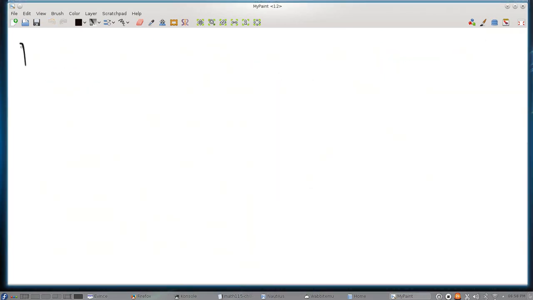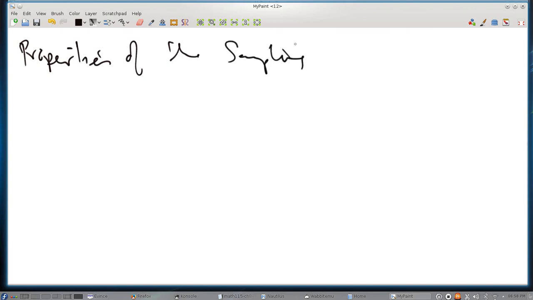So, properties of sampling distribution of the sample means. I'm going to abbreviate the words to make it one line. Okay, like that.